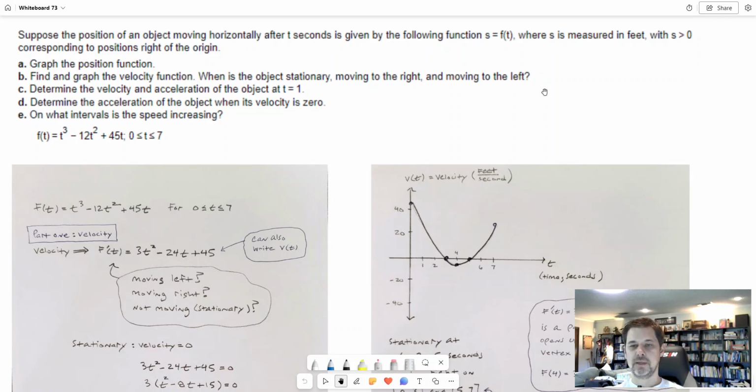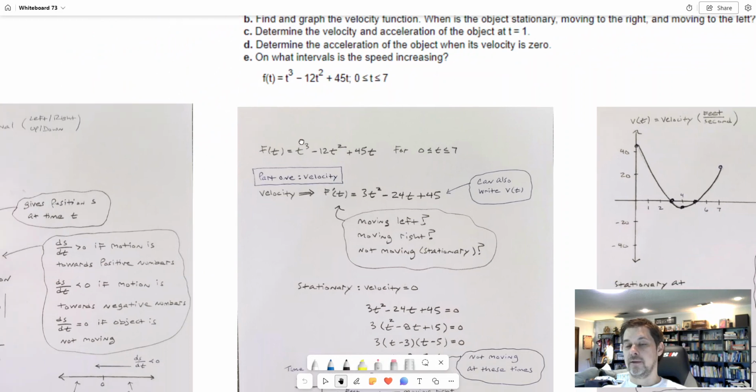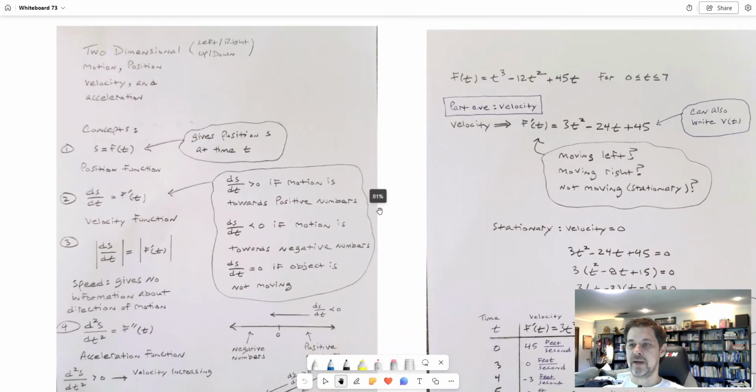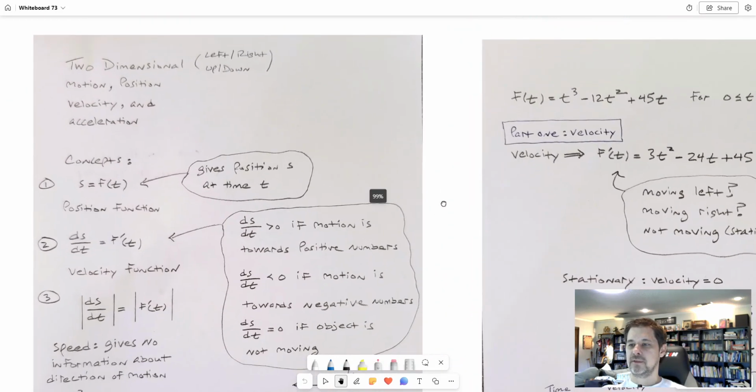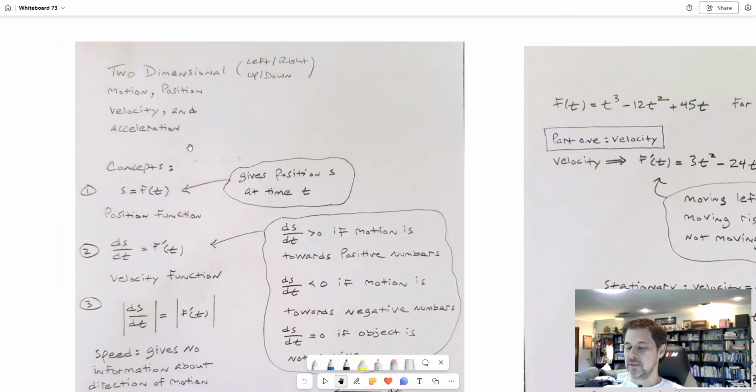Well, greetings everybody. I would like to show you this question from my math lab about position, velocity, acceleration, motion, and calculus. I think before I begin the problem, I at least feel more comfortable giving you some background information. So I have this note page here to go over that. Here are the concepts that are involved.